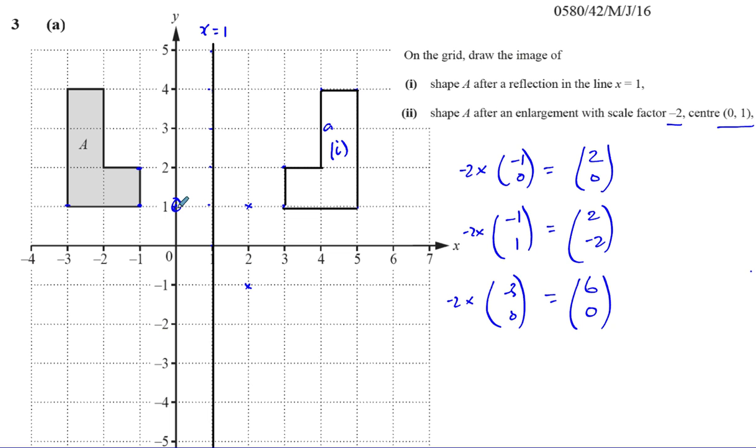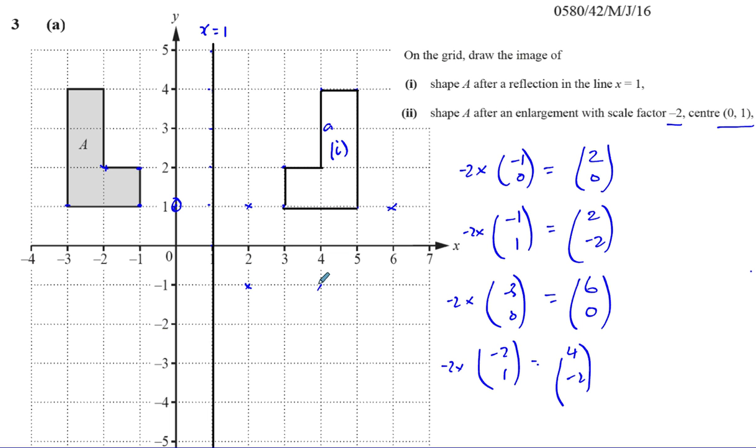So from the center of enlargement, you've got to go 6 spaces to the right and 0 spaces up or down. So that's going to be the image of that point. Now let's choose this point over here. The vector taking you from the center of enlargement to that point is -2, 1. So -2 and 1. I'm going to multiply that by -2. I'm going to get 4 and -2. So from the center of enlargement, I've got to go 4 spaces to the right and 2 spaces down.